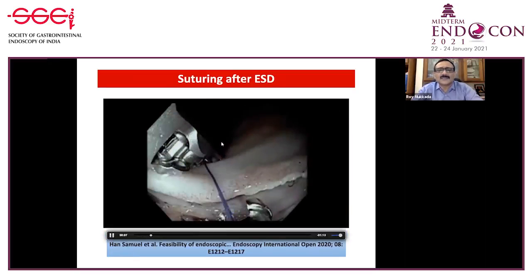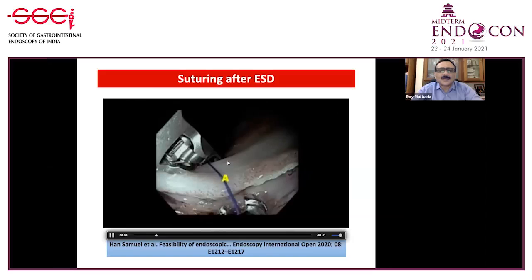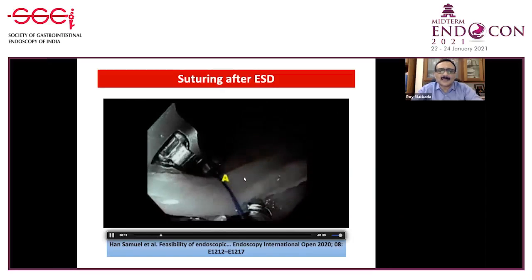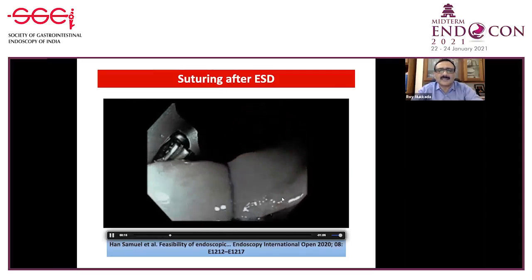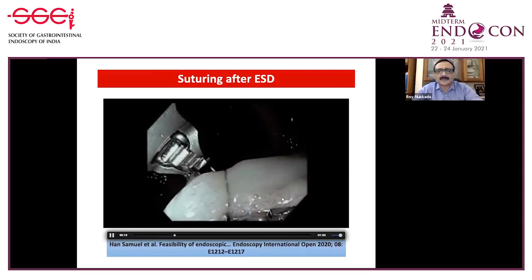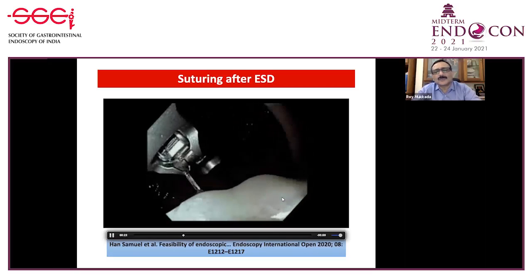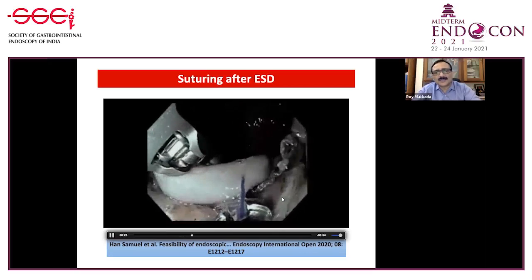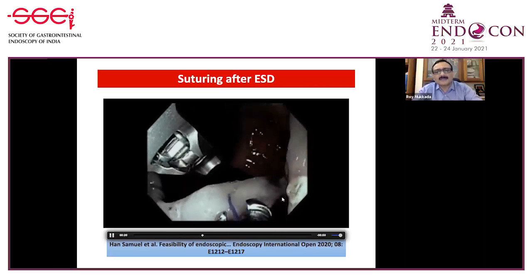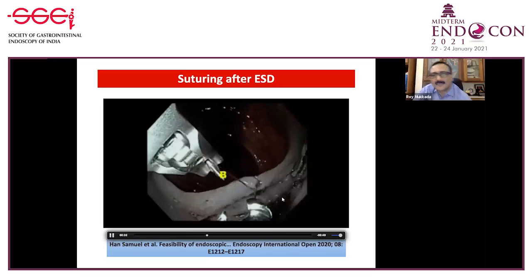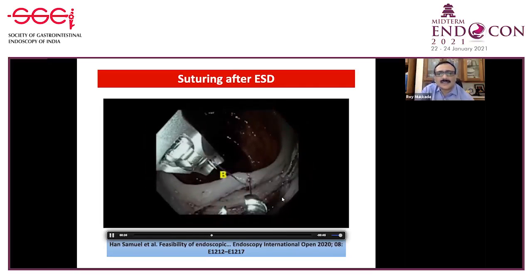So this is just to show how you use this suturing material. These are the areas where you have to use the sutures. You have to put the suture at the 12 o'clock position first. It's marked A, B, C, D, E, F, like that. First you put at 12 o'clock, then you go to 9 o'clock position, and then 3, and then to 6, like that.